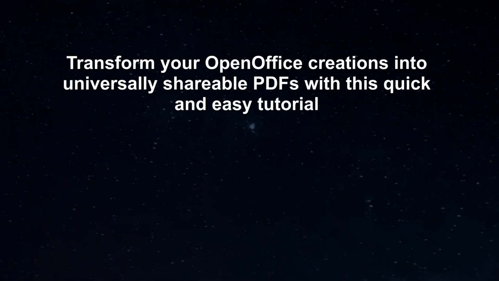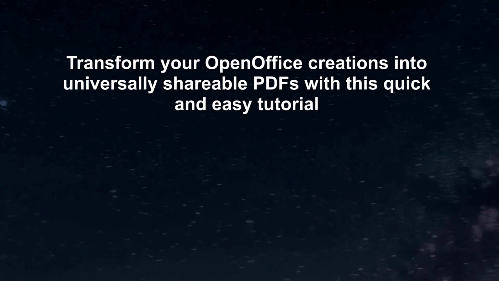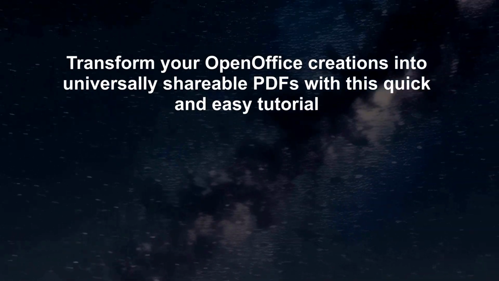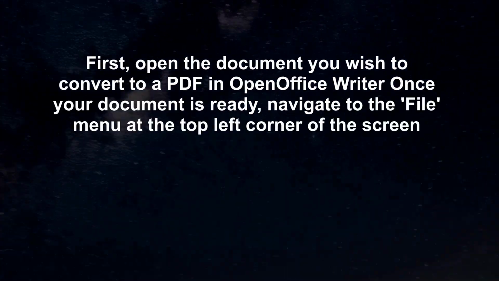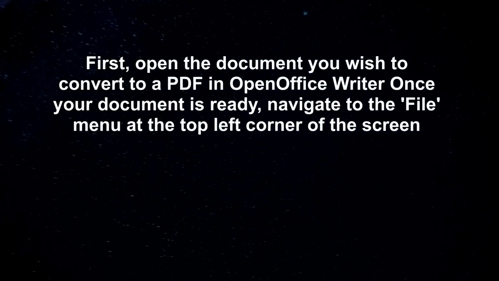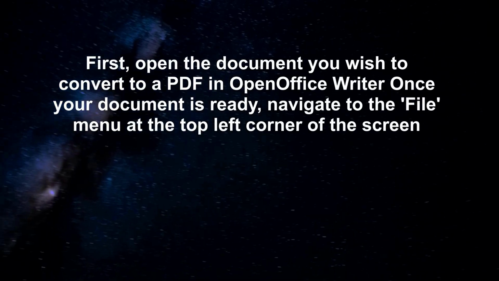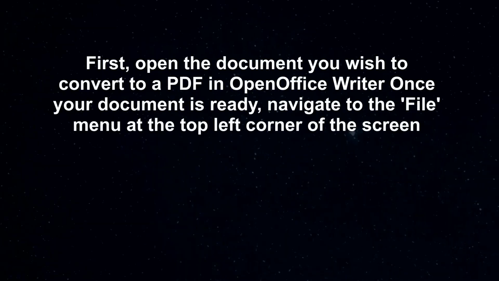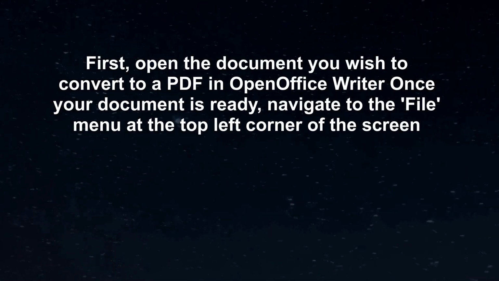Transform your OpenOffice creations into universally shareable PDFs with this quick and easy tutorial. First, open the document you wish to convert to a PDF in OpenOffice. Once your document is ready, navigate to the File menu at the top left corner of the screen.